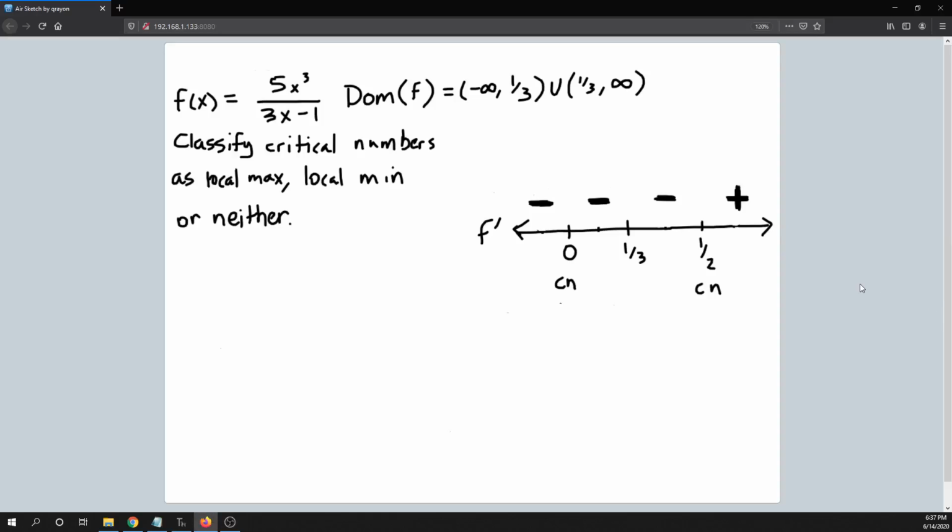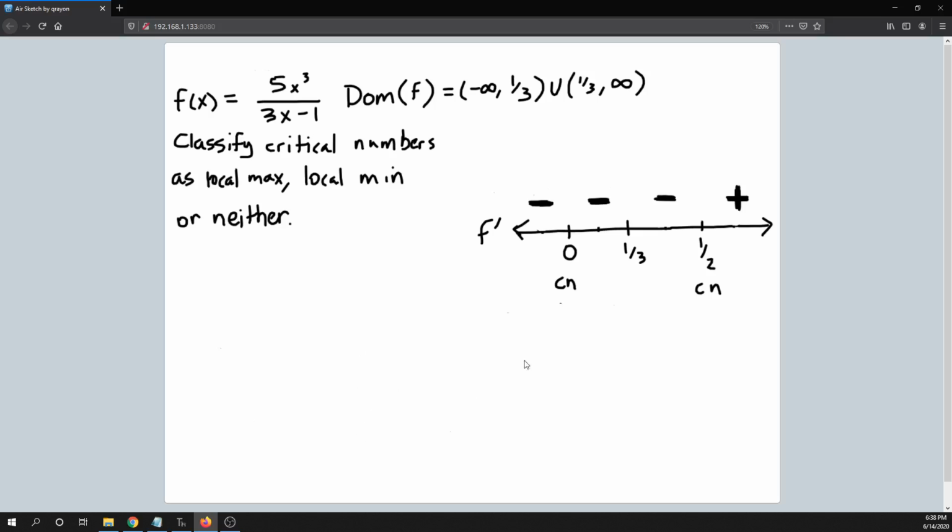In this video, we are going to work this problem. We are going to classify the critical numbers of f as local max, local min, or neither. If you haven't watched the previous video, then you need to go back and watch that. In that video, we answered the problem about on what intervals this function is increasing and on what intervals this function is decreasing. In the process of answering that question, we came up with this sign diagram for f prime, the derivative of f. And so this is really all we need to answer this question.